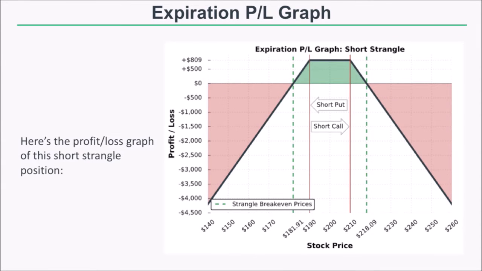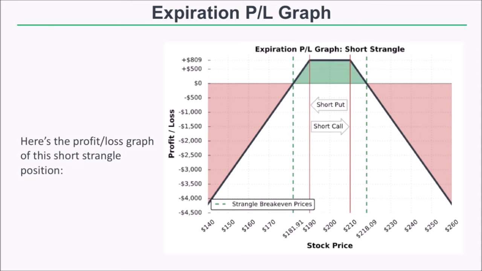Alright, so as we can see, this is the risk profile graph for this short strangle at expiration. The first thing we want to pay attention to is the middle portion of the graph, which represents where we realize maximum profit. As I said before, if the stock price is between your short call and short put strike at expiration, both of the options that you sold will expire worthless, and you'll keep the entire credit that you received for selling the strangle.